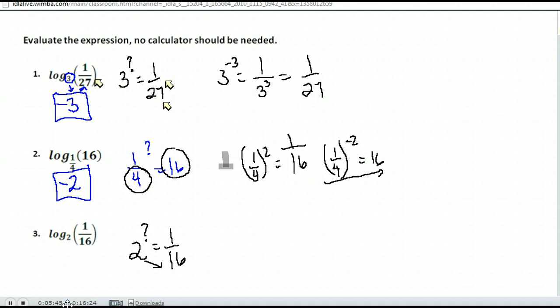2 to what power is 16? 2 to the 4th power is 16. 2 to the negative 4th power is 1 over 16, or 1 over 2 to the 4th. So our answer here is -4, because 2 to the negative 4th power is 1/16.